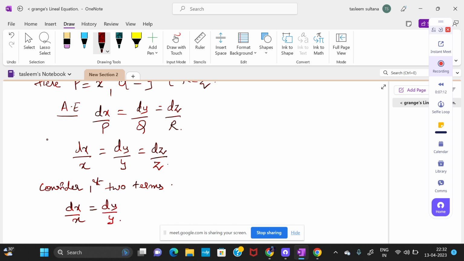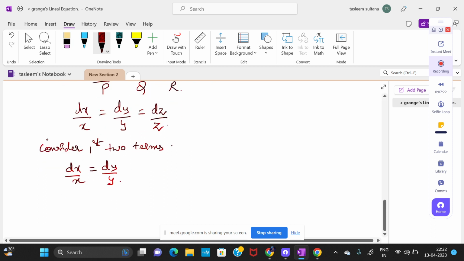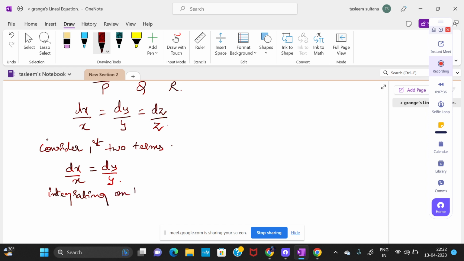Now, your x terms are with dx only and your y terms are with dy only. So directly we'll do that integration and we'll get that solution. If they're in opposite positions, we would have to do a cross multiplication before the integration. Integrating on both the sides.